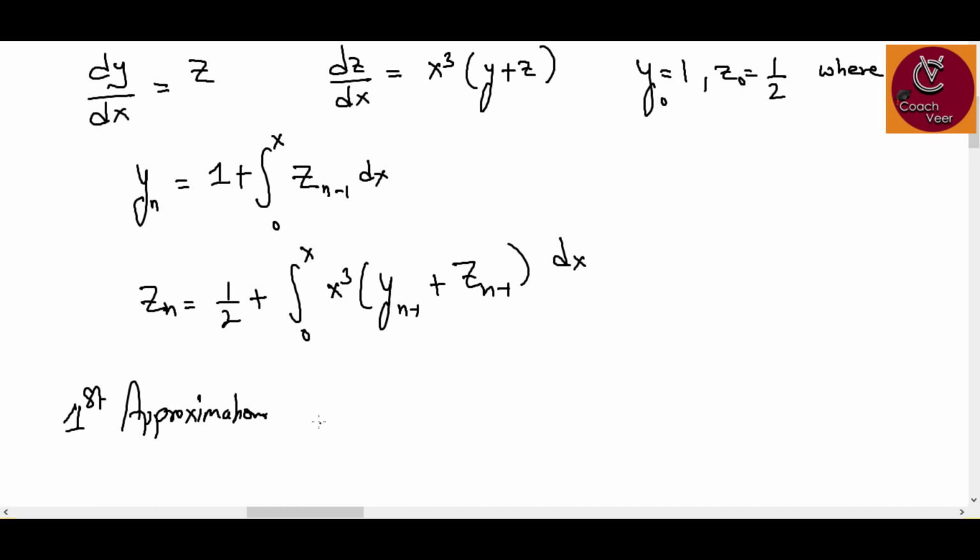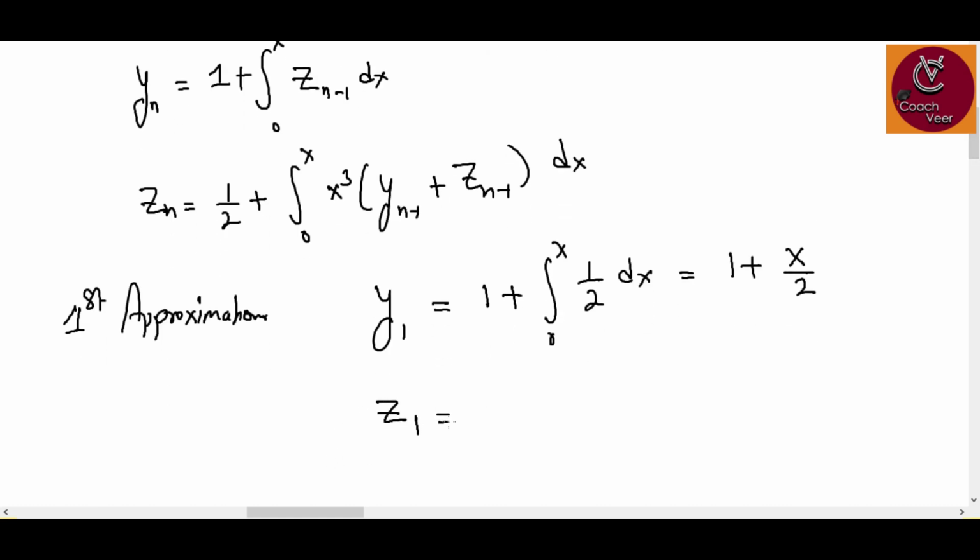What are our first approximations? When we do the first approximation, we write y1 equals 1 plus integral 0 to x of z of n minus 1. You know it is z, and n minus 1 is 1 minus 1, which is 0, so z naught, so I need to put 1 by 2 and integrate it with respect to x. I'm going to get x by 2, because it's quite simple. Half can be taken out as a constant. Integral of 1 is x. The limit is from 0 to x, so surely x will come out.